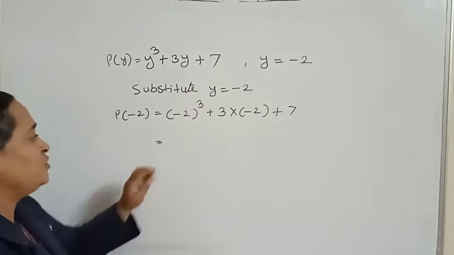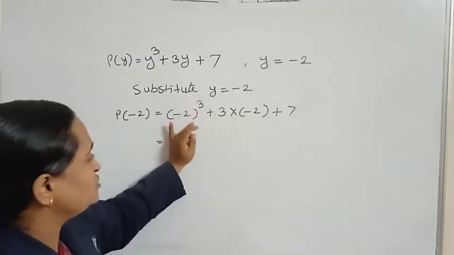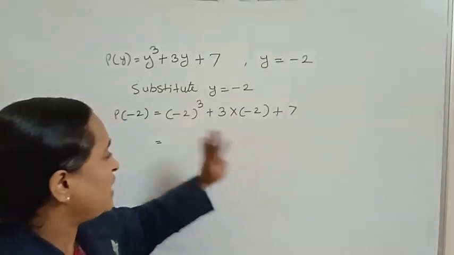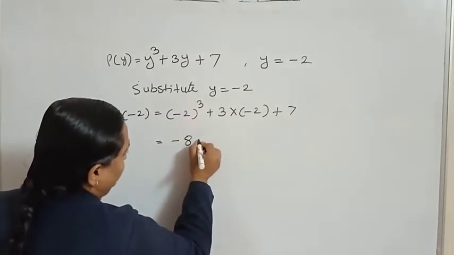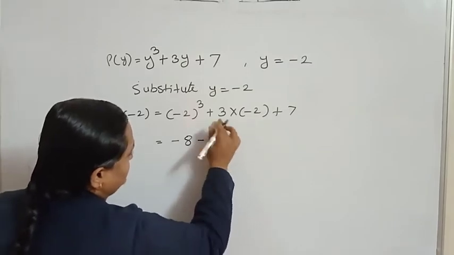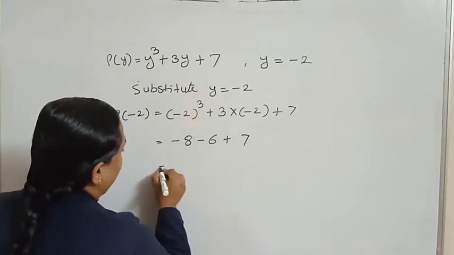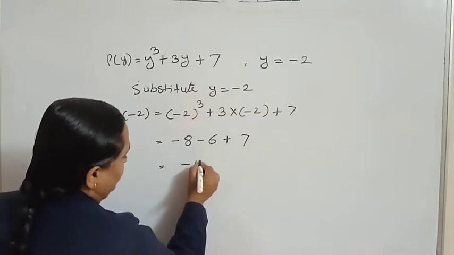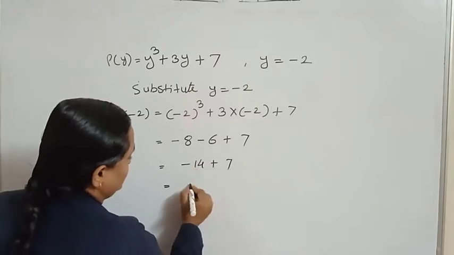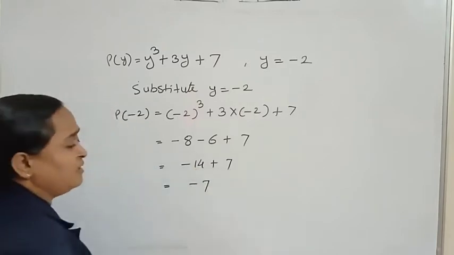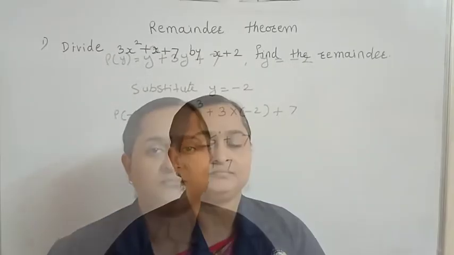Now minus 2 cube. Minus 2 cube means how do you find that? Minus 2 into minus 2 into minus 2, three times you have to do that. Then the answer will be minus 8. Then 3 into minus 2 is minus 6, plus 7. Minus 8 minus 6 is minus 14, plus 7 is minus 7. In this way we can find the value of a polynomial.